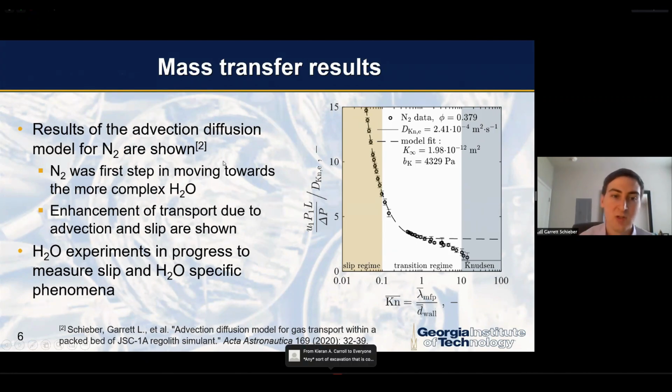And nitrogen was the first step towards moving towards the more complex H2O, because both nitrogen and H2O will have advection and diffusion. In addition, terms such as permeability are gas independent. And so H2O experiments are currently in progress to measure the gas dependent slip and additional H2O specific phenomena. Unfortunately, this aspect of the project was delayed due to COVID.